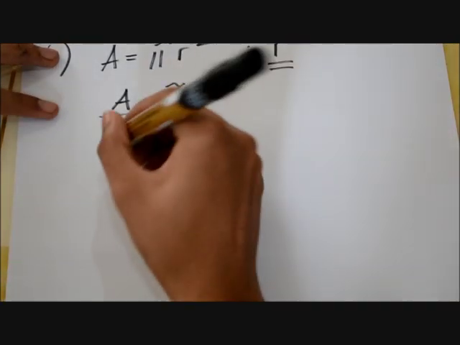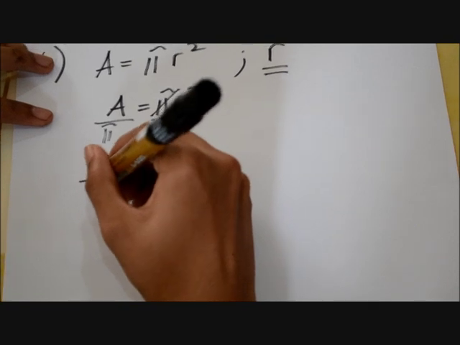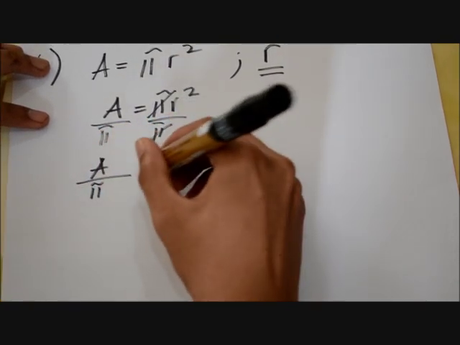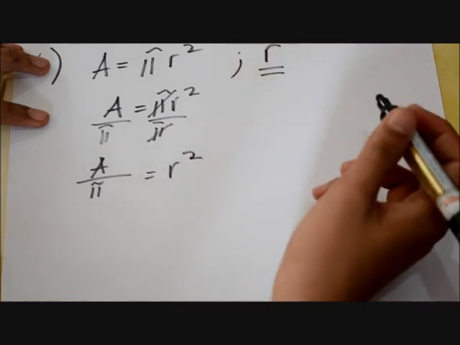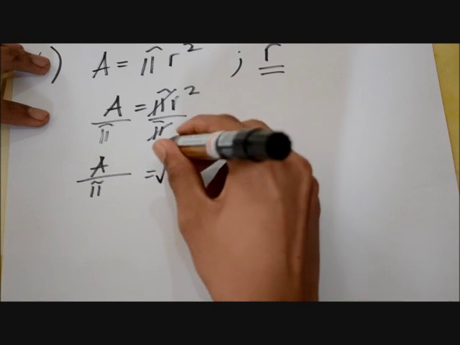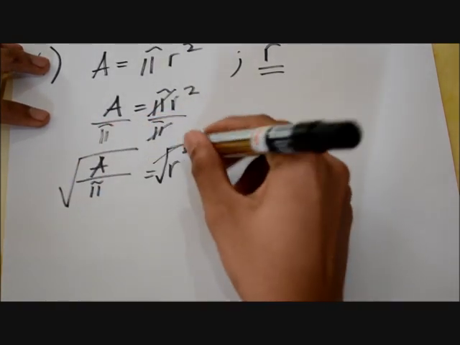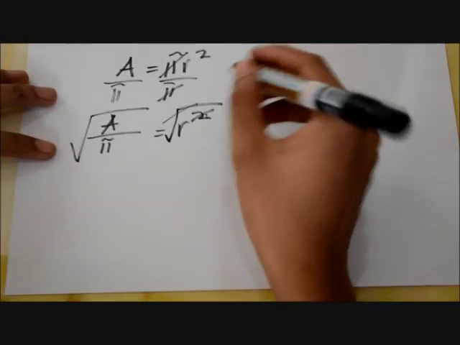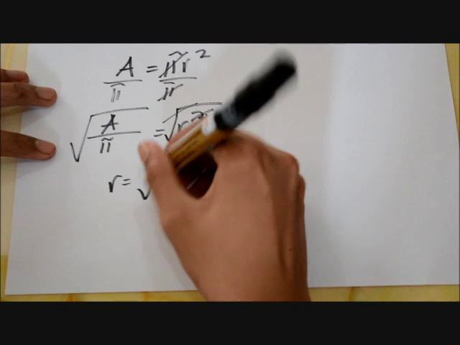The next step would be extracting the root of r squared. So we are going to cancel the square root since we extracted already, leaving our equation to r is equal to the square root of a over pi. So that would be the formula in finding the value of r.